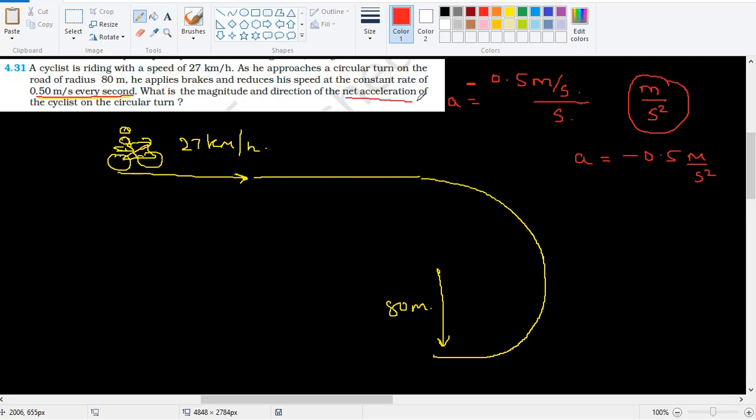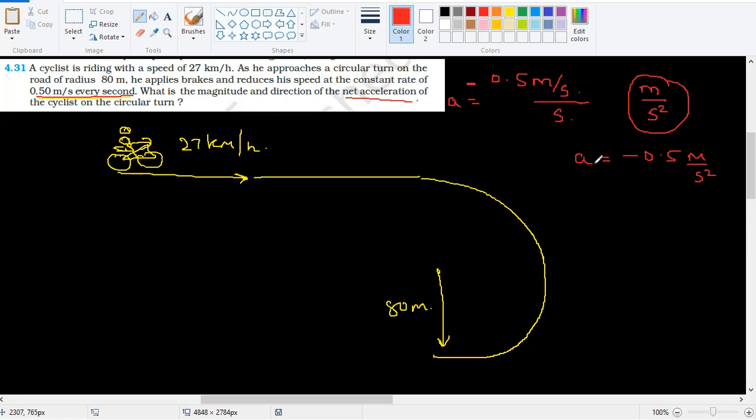No idea. What do you mean by net acceleration? Is there only one type of acceleration or two types of acceleration in this problem? So two, so one acceleration, one deceleration. Okay. What acceleration is this? Deceleration. No. I'm asking, is this centripetal acceleration or tangential acceleration?